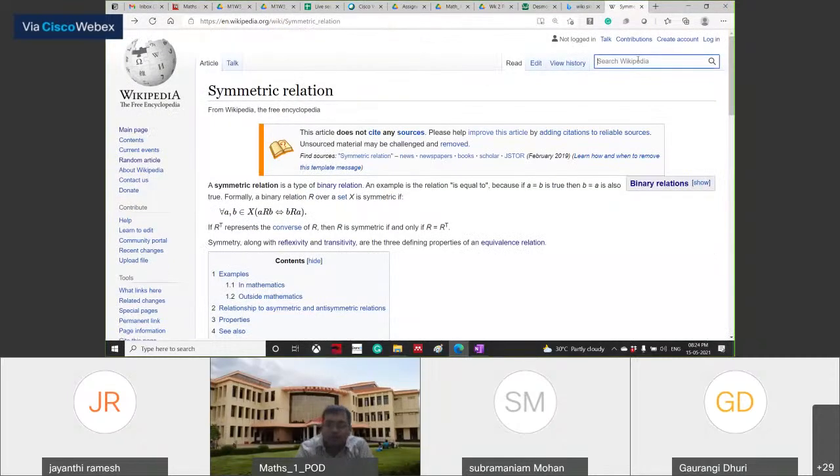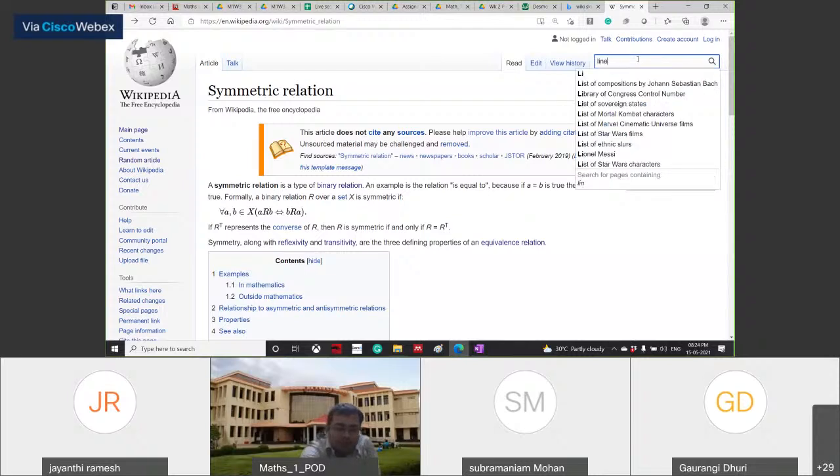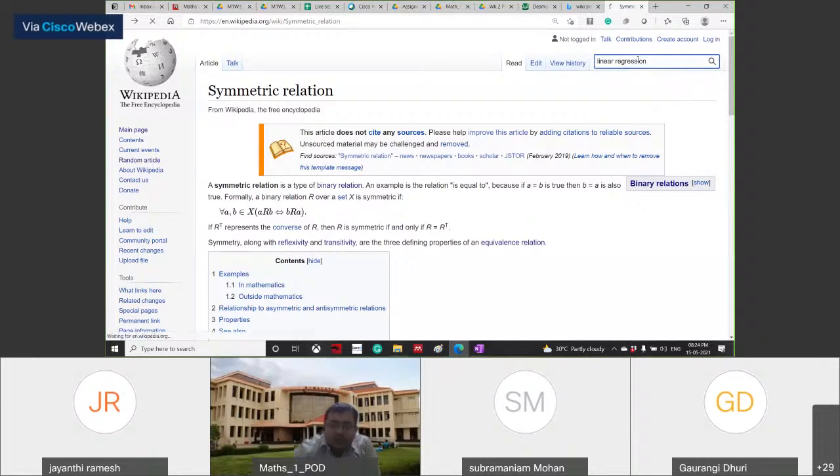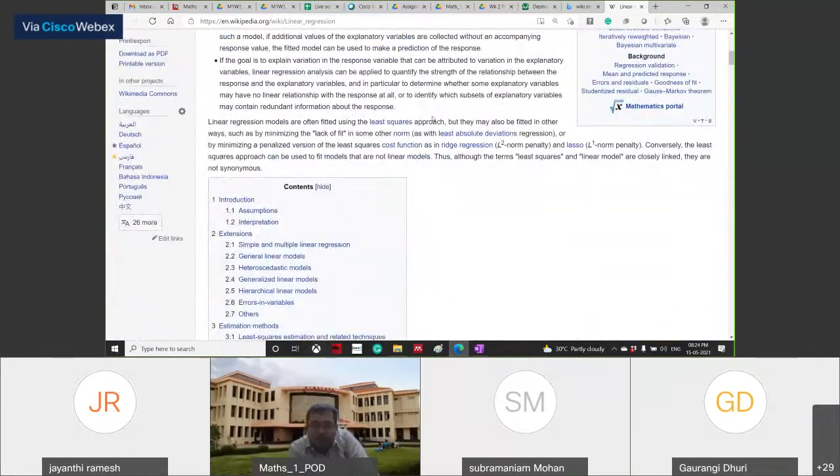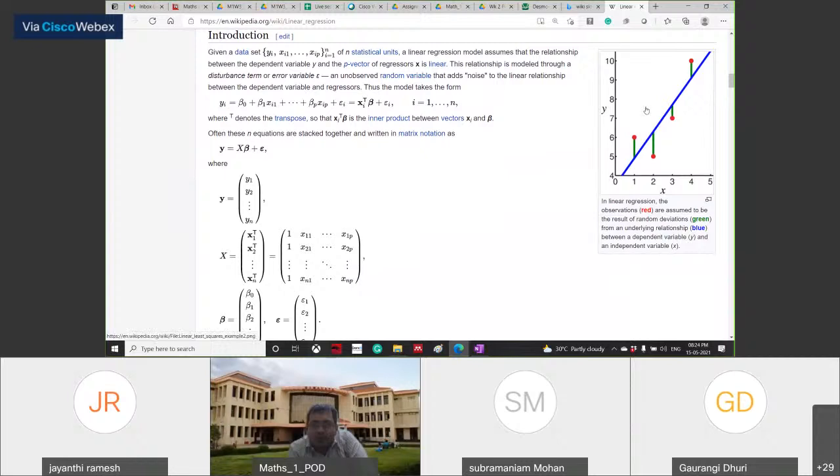Do you know what is linear regression? Okay. So linear regression is basically a machine learning algorithm. It's a linear approach and also quite a famous supervised learning algorithm.